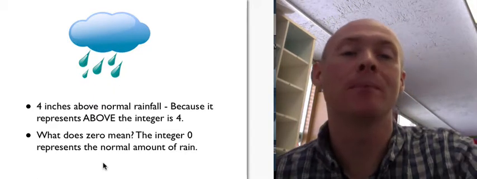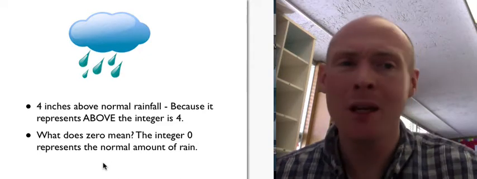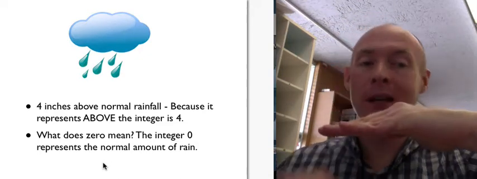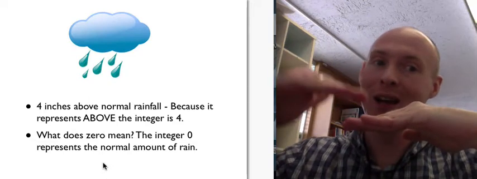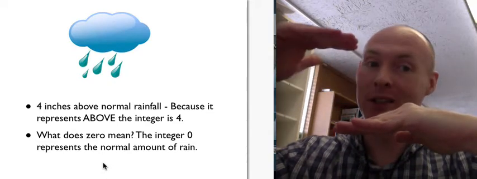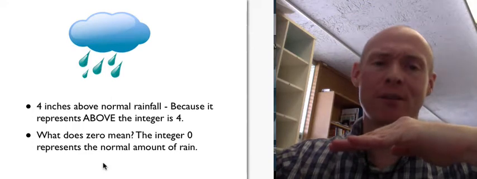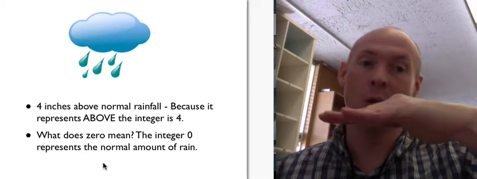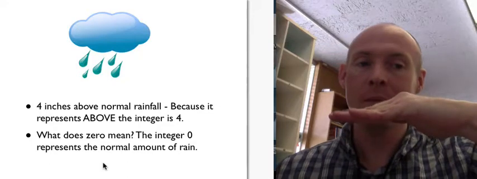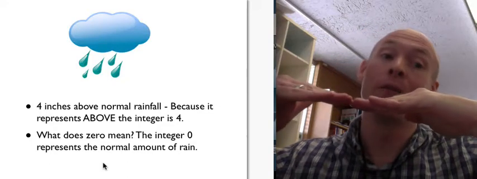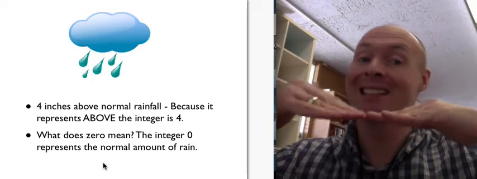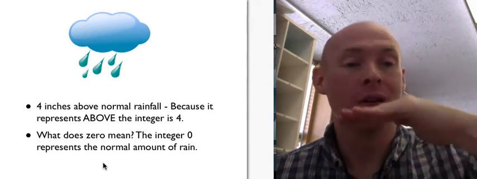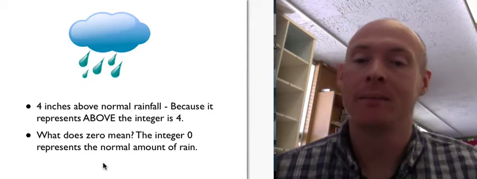Well, 4 inches above normal rainfall. It will be a positive 4. Why? Because if this is our normal rainfall and our rain gauge was 4 inches above, it would be a positive 4. What does 0 mean? 0 just represents the normal amount of rain. Positive 4. Now, of course, if we received 4 inches less, then that would be a negative 4. But 0 is just our normal rain.